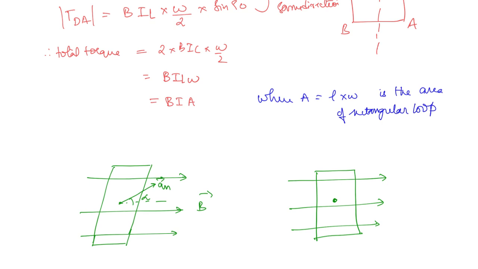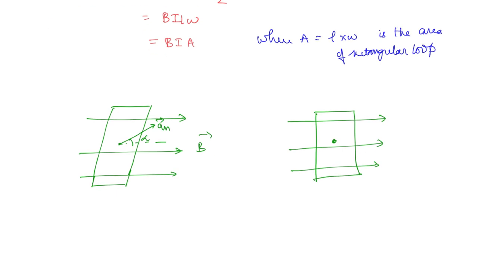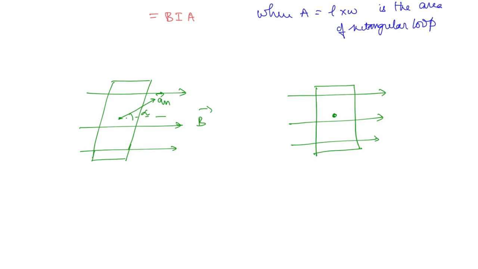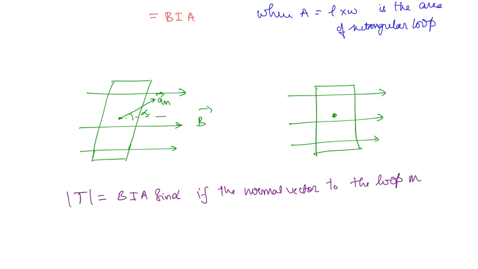Okay. So in that case what will be the torque? It is going to be T is equal to BIA sine alpha if the normal vector to the plane, normal vector to the loop makes angle alpha with the magnetic field.